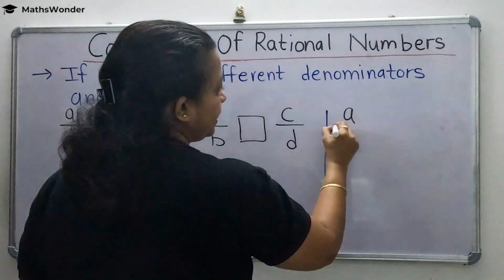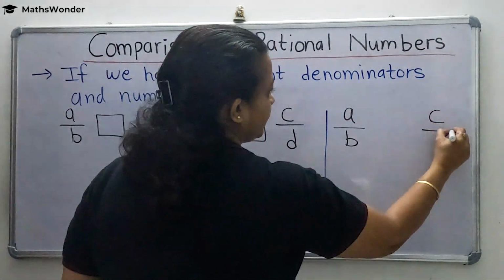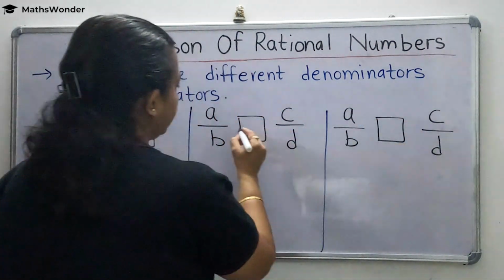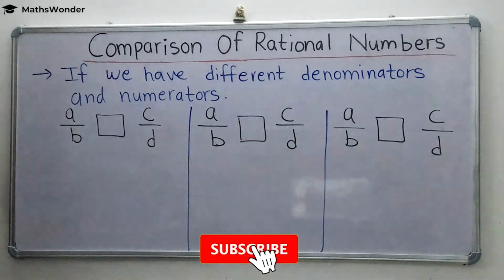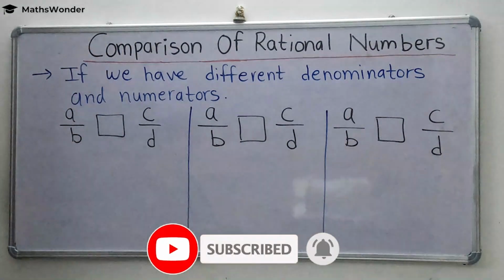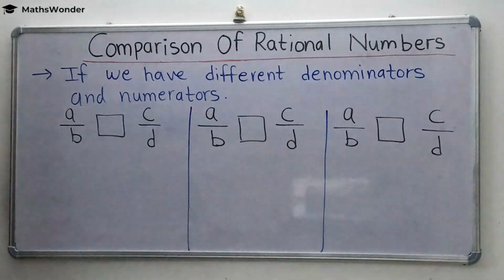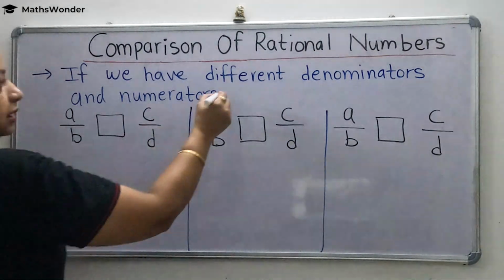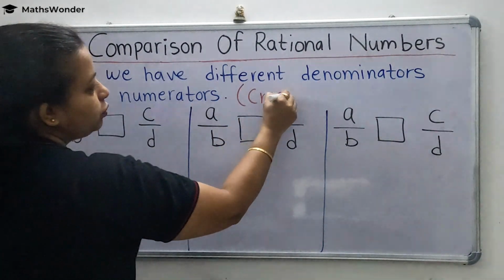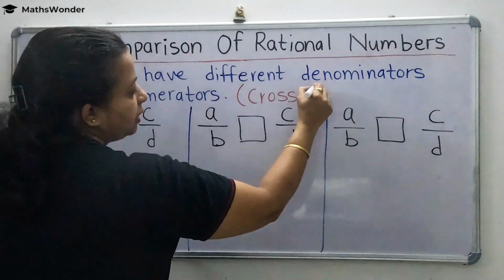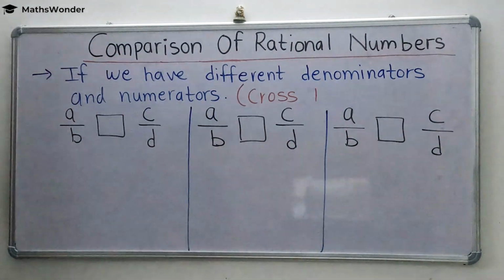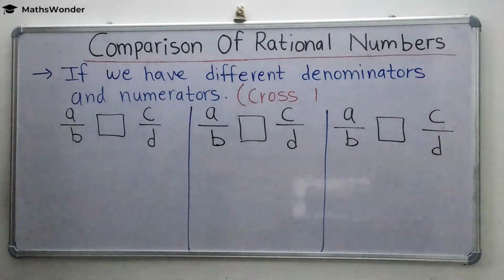We have three cases that arise when we have different denominators and different numerators. First of all, you will do cross multiplication. So the method is cross multiplication. You can write it as the cross product or cross multiplication method for finding this.